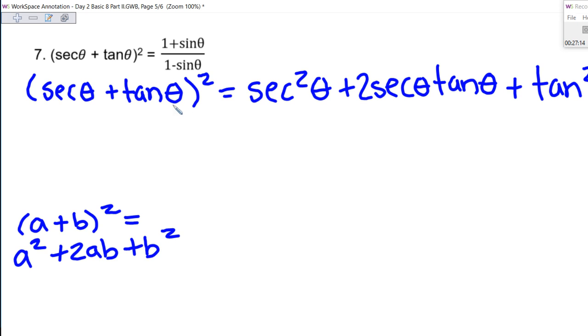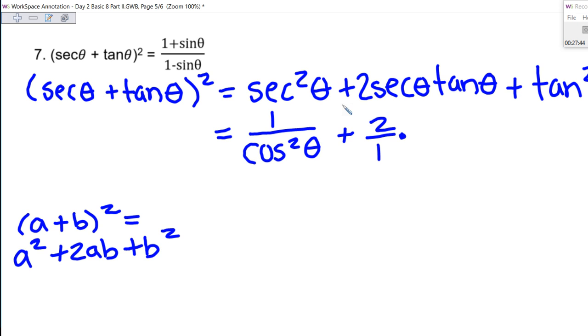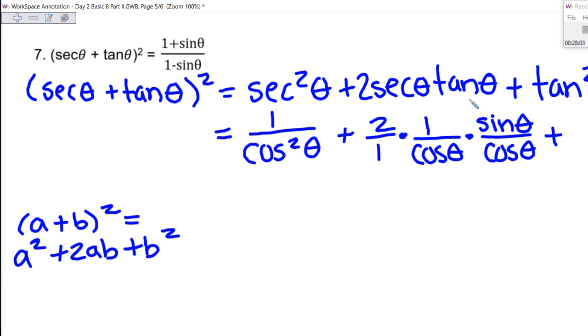So instead of secant squared, I can make this 1 over cosine squared. And I'll make this 2 over 1. And instead of secant, I could change that to 1 over cosine. Instead of tangent, I could change that to sine over cosine. And instead of tangent squared, I can make that sine squared over cosine squared.